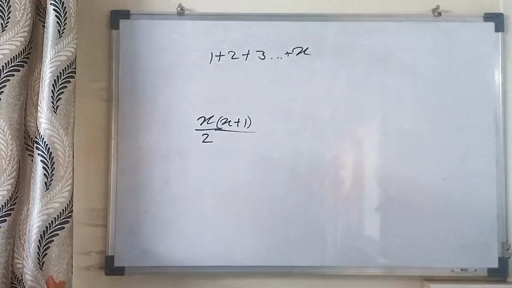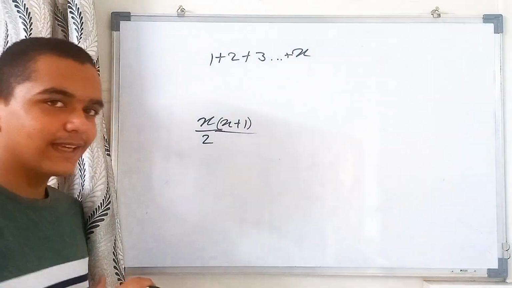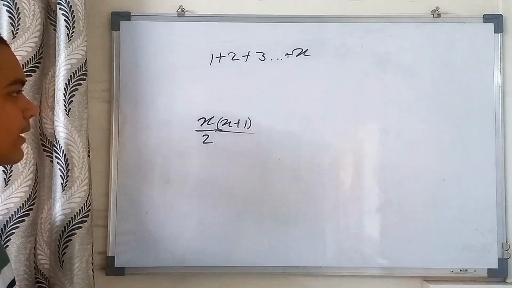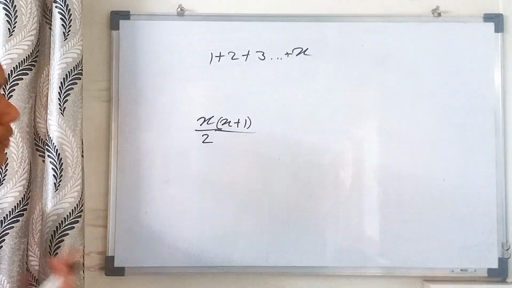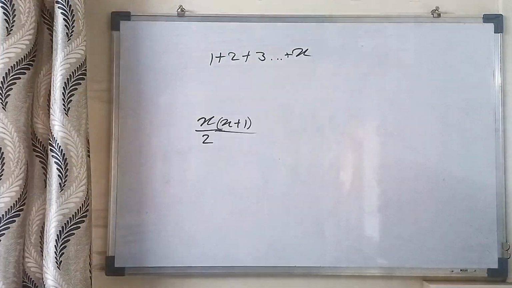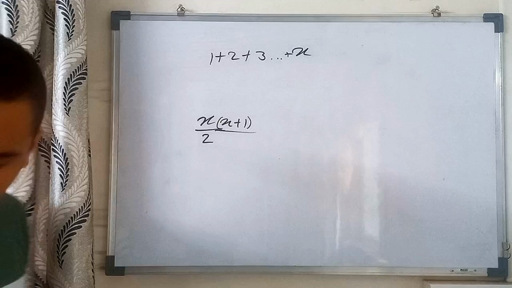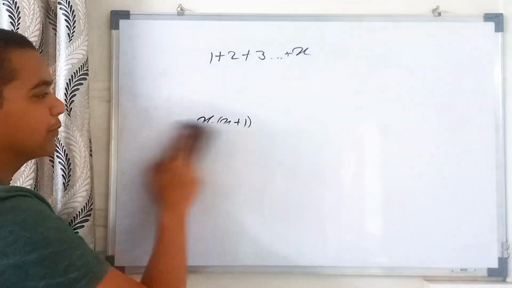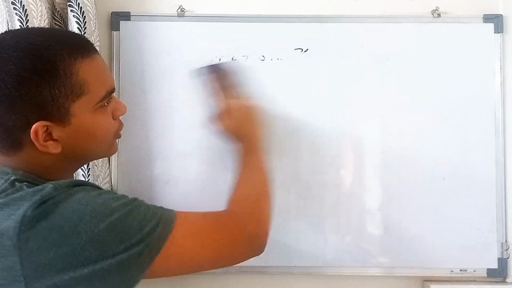Some people call it the Gauss theorem or something, but it's actually not the Gauss theorem. It's not called that officially. And it was not actually Gauss who discovered this. He just did it when he was 10 years old. It was actually the ancient philosophers who had already found this out. So how does this help us in solving the Super 30 problem?